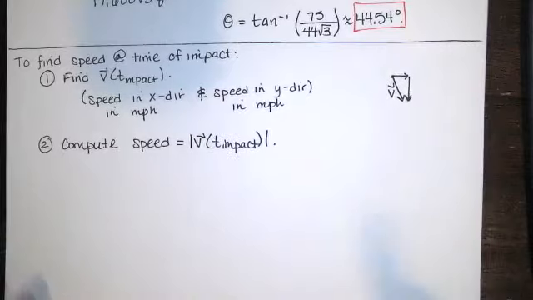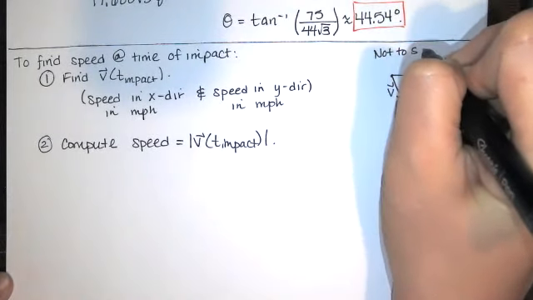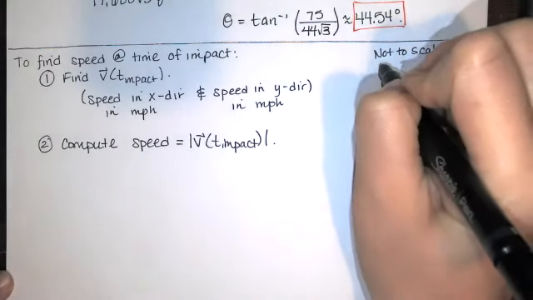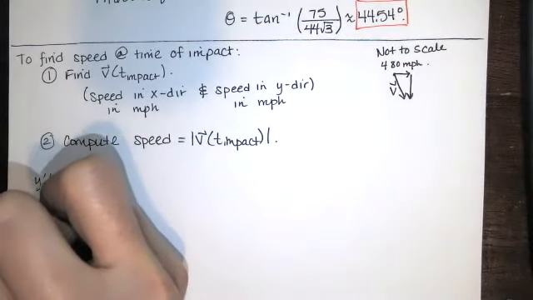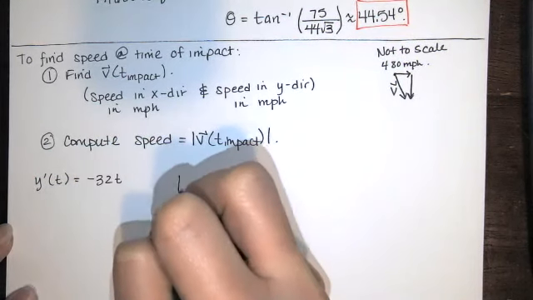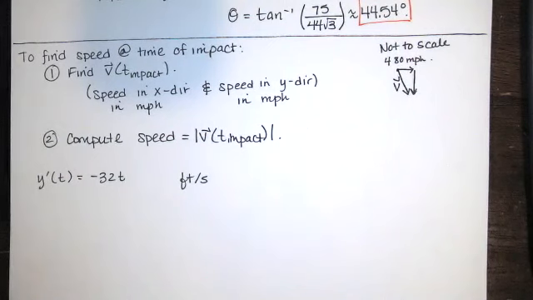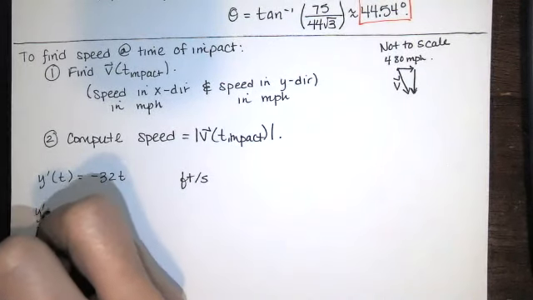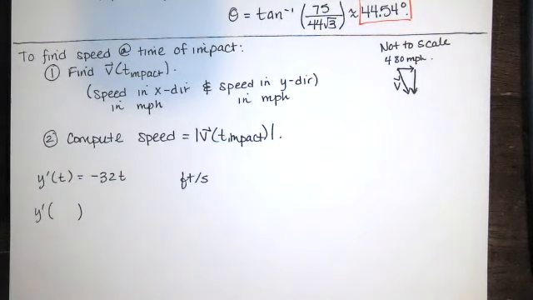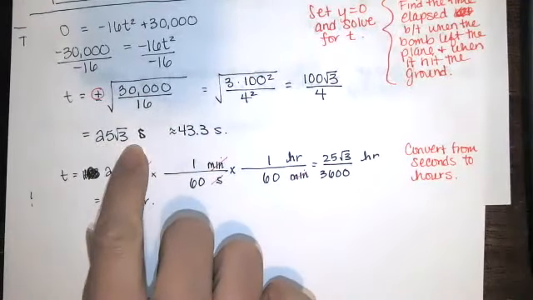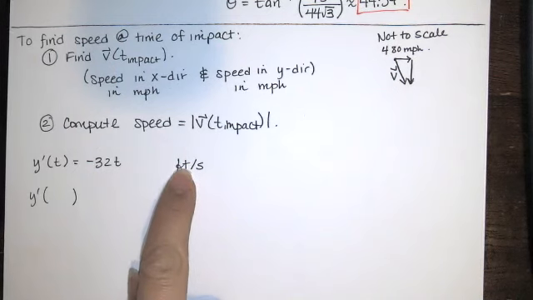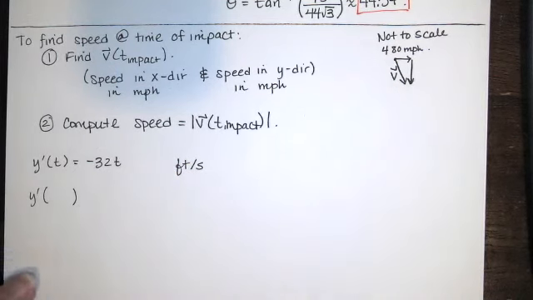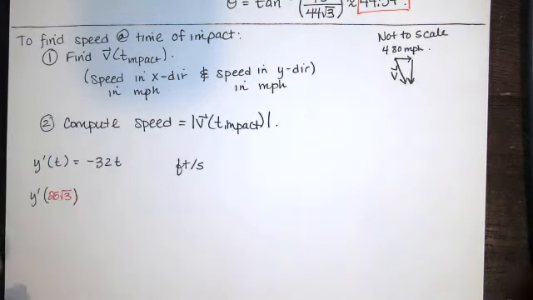Okay, so let's do that. Now this picture that I've drawn here is not to scale, obviously, but the velocity in the x direction is 480 miles per hour. To find the velocity in the y direction, we go up to our velocity in the y direction formula, make note of the units, that's feet per second, and then we substitute in the time of impact. Now the time of impact we found a while ago, it was 25 times the square root of 3 seconds, or approximately 43.3 seconds. So since we are using units of feet per second here, we want time in seconds here. So we're going to substitute 25 times the square root of 3 seconds.